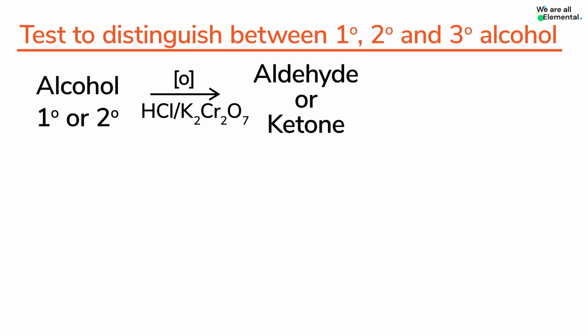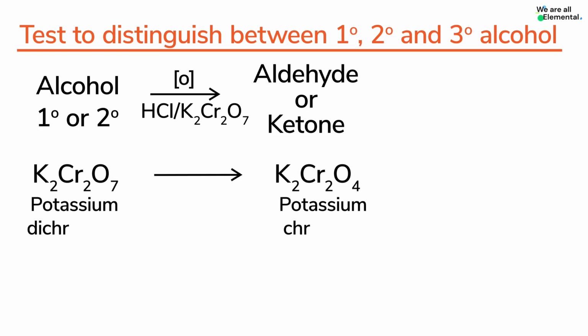This oxidation reaction is used as a test to distinguish between primary, secondary, and tertiary alcohols. The oxidizing agent, such as potassium dichromate, is orange in color. After the oxidation reaction, the orange color changes to green because the dichromate gets reduced. The color change would happen if the alcohol is primary or secondary. There'll be no color change if it's a tertiary alcohol.